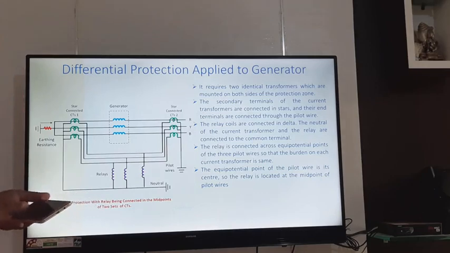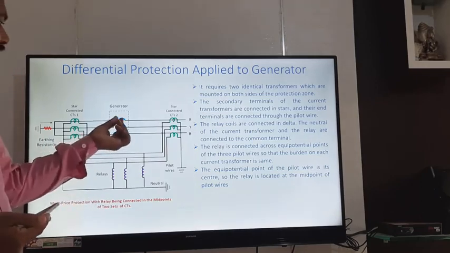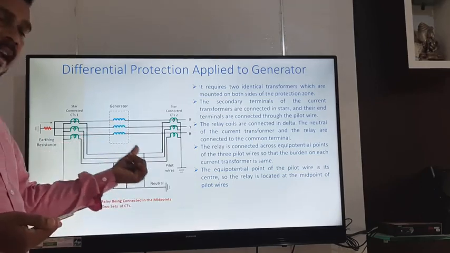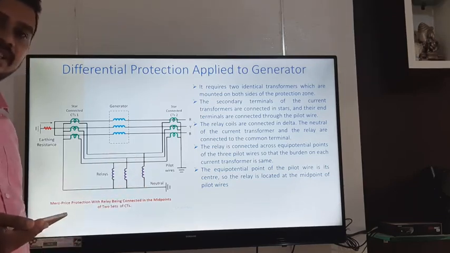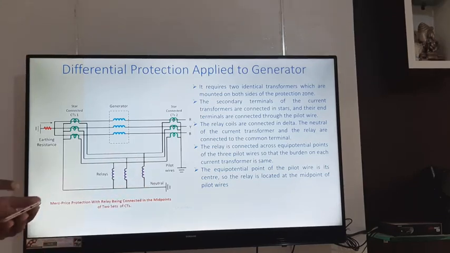So this is the current differential protection. When a fault occurs, the resultant current flows through the relay coil, the relay coil is energized, and it gives a signal to the circuit breaker.